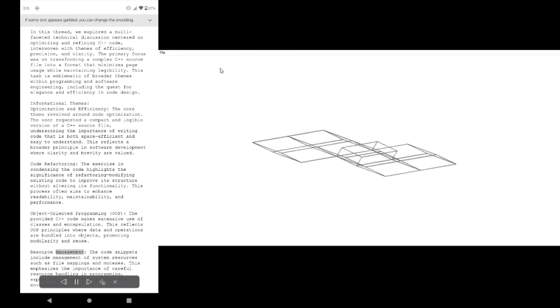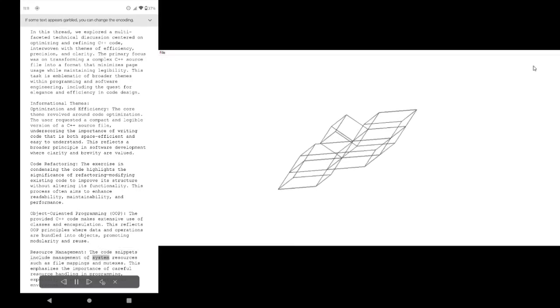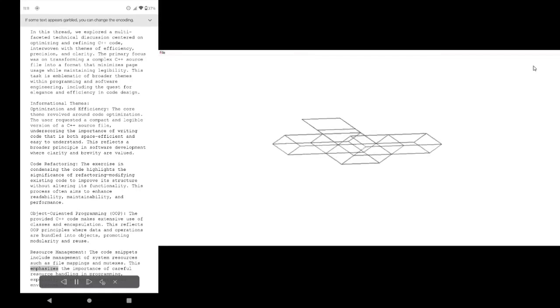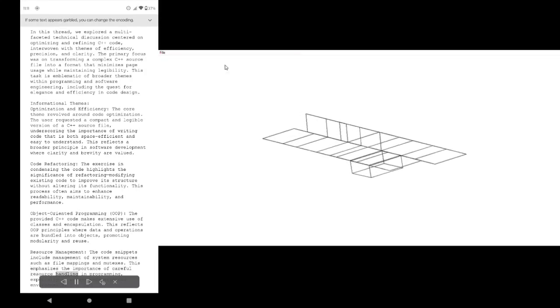Resource management. The code snippets include management of system resources, such as file mappings and mutexes. This emphasizes the importance of careful resource handling in programming, especially in resource-constrained environments.